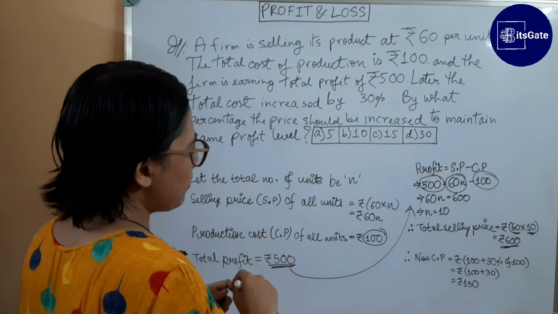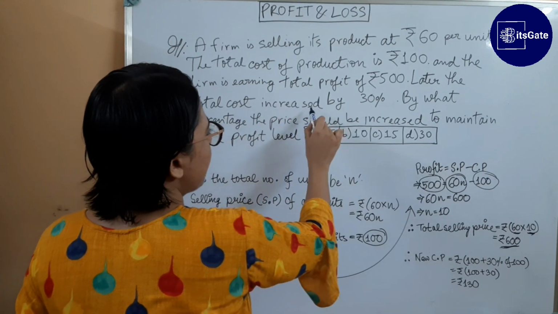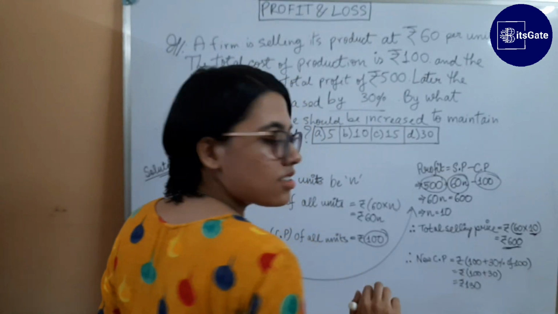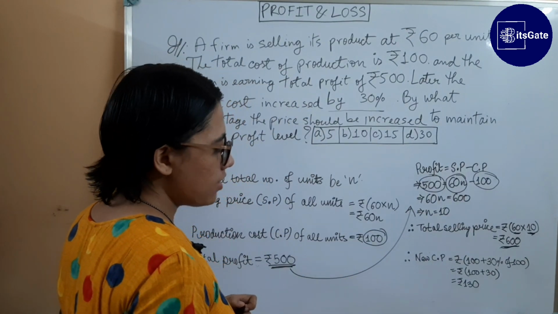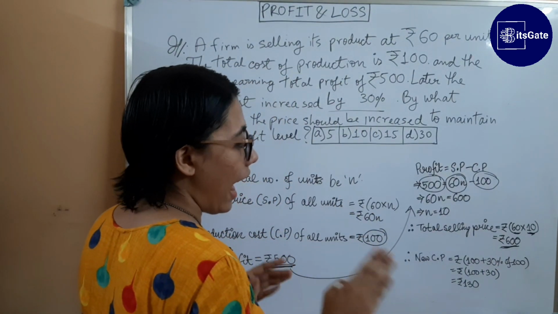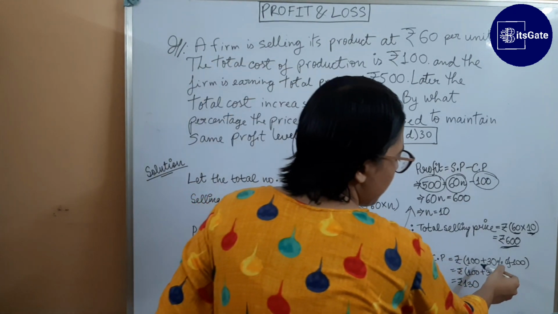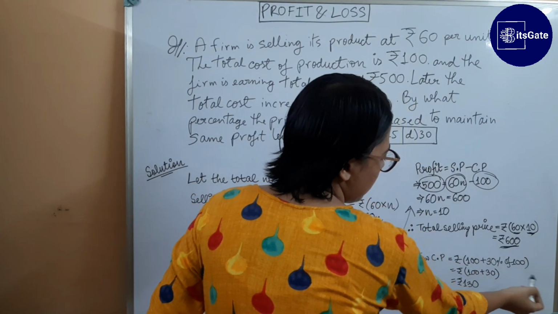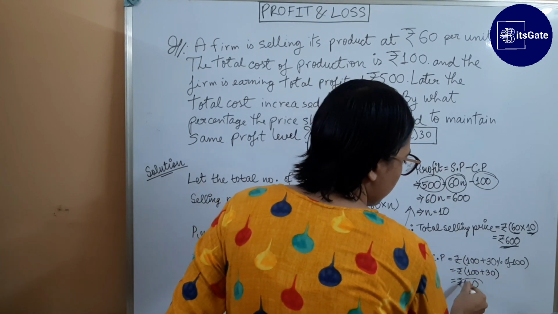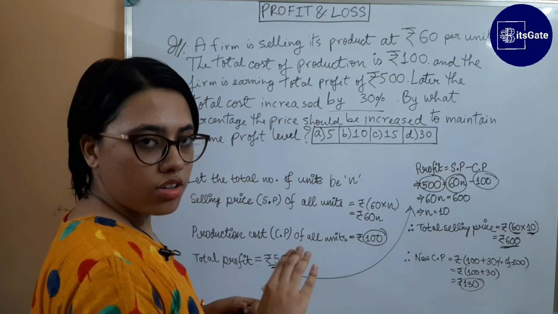Now in the next statement we are told that later the total cost of production increased by 30%. So new CP, that is new cost of production or cost price, is rupees 100, that is the original price, plus the new 30% of the original price, that is 30% of 100. So 30% of 100 is 30. So final price is rupees 100 plus 30, that is rupees 130. This is our new cost price or production cost.